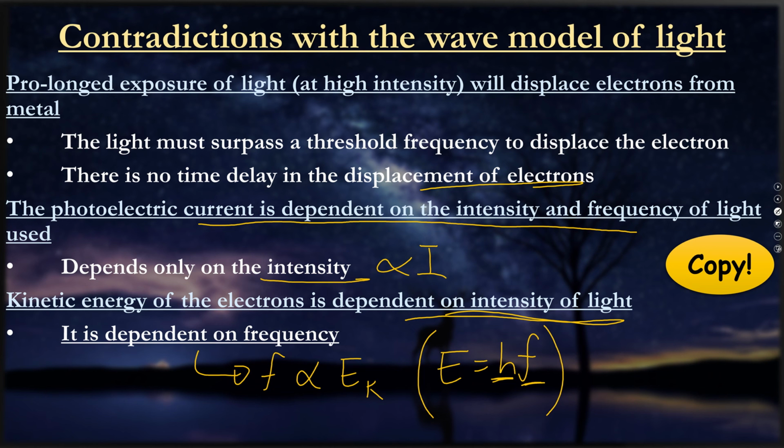Our idea is that if f is greater than f naught, the threshold frequency, then you will get a displacement of electrons, the photoelectric effect. I'll end it here today when it comes to the investigations used to show the inconsistencies of the photoelectric effect with the wave model, and how this shows that light does act more like a particle in this particular instance than a wave.